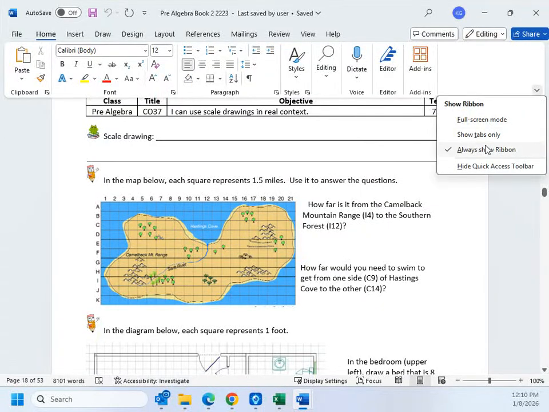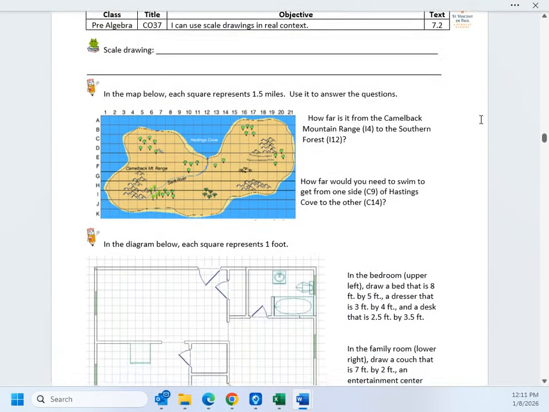Good afternoon. Today we are continuing on working with things in real context. So we are doing CO37. Today we're going to be doing scale drawings in real context. Now, if it is a scale drawing, it's still going to be with those proportions.